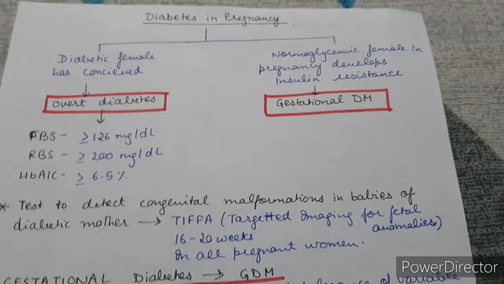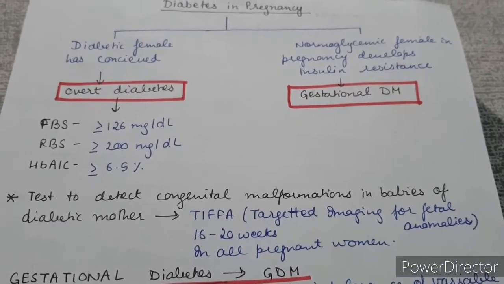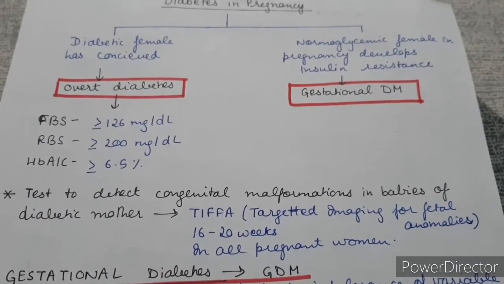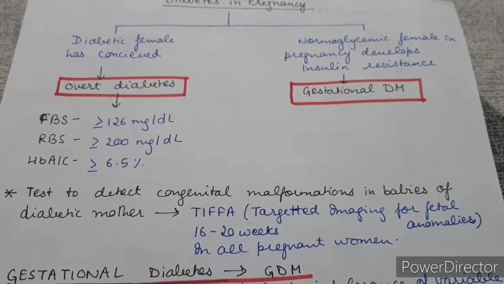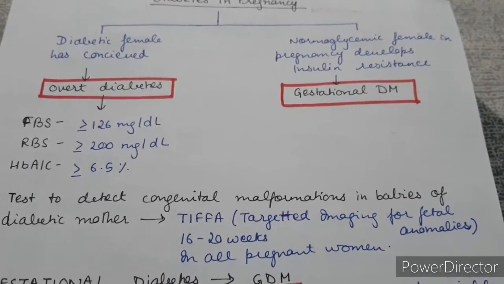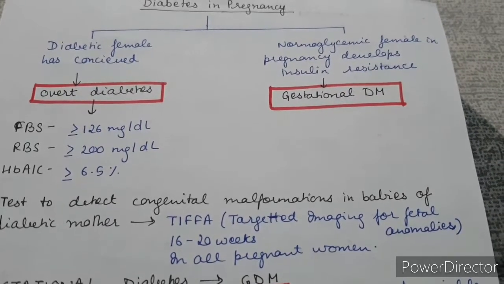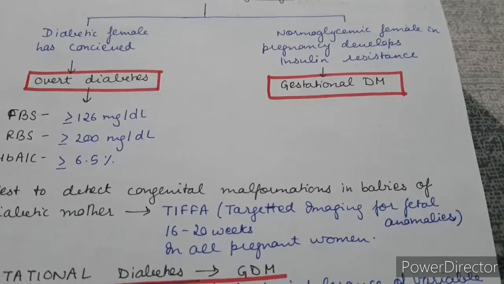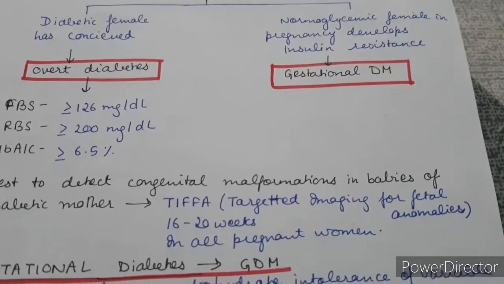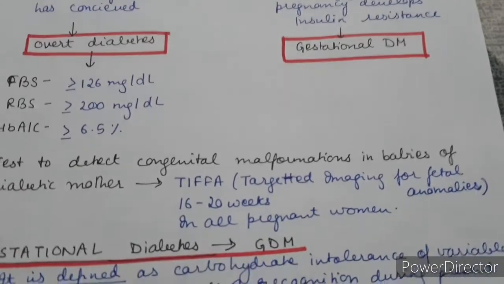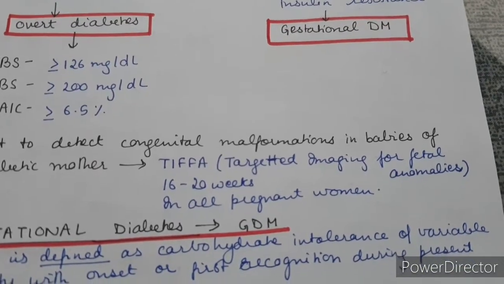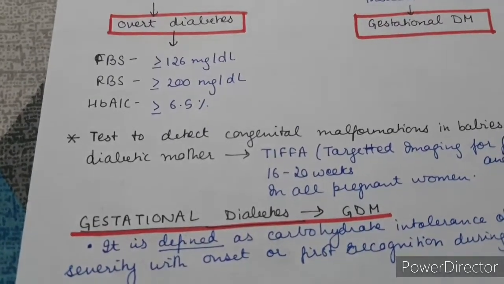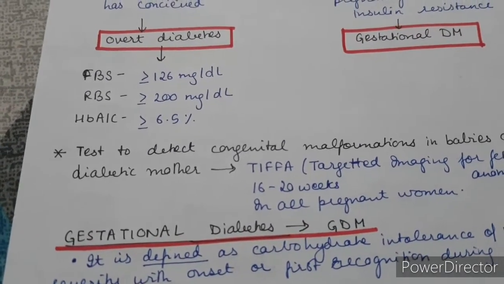Okay. So now let's talk about what is overt diabetes and what is gestational diabetes mellitus. See, if a female already has diabetes and then conceives, then she is said to have overt diabetes. But if she is a normoglycemic female and in pregnancy she develops insulin resistance, because of which she develops gestational diabetes, then she is said to have gestational diabetes mellitus. मतलब अगर प्रेगनेंसी से पहले से डायबिटीज़ है तो ओवर डायबिटीज़, और प्रेगनेंसी के बाद डायबिटीज़ हुई तो गेस्टेशनल डायबिटीज़ mellitus. ठीक है, अब थोड़ा सा ओवर डायबिटीज़ के बारे में जान लेते हैं, क्योंकि हमारा बेसिक जो टॉपिक है वो गेस्टेशनल डायबिटीज़ mellitus है.